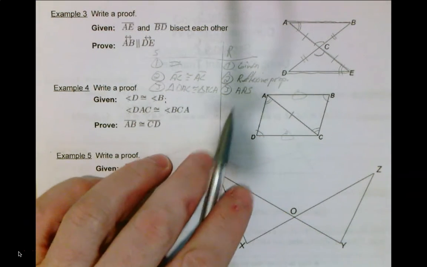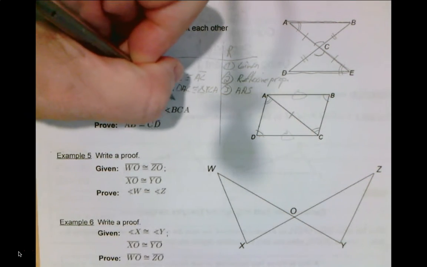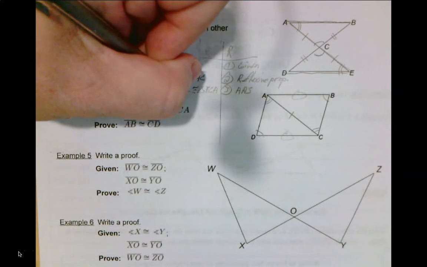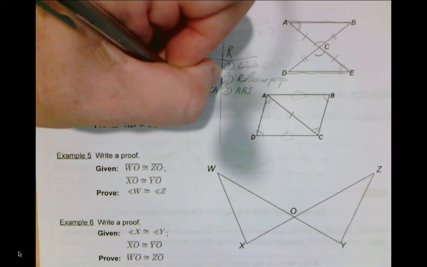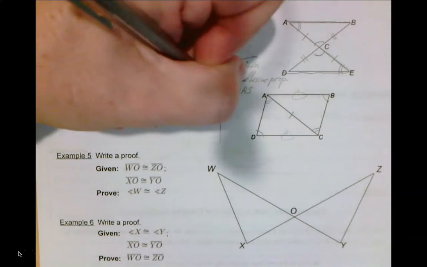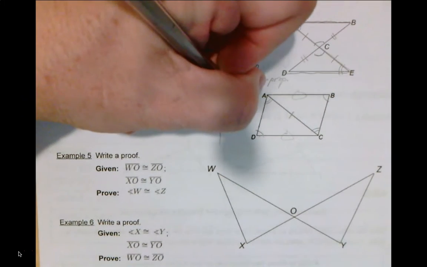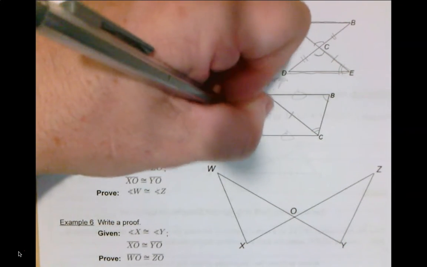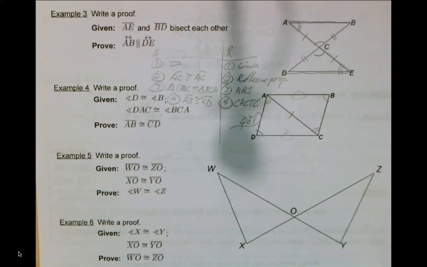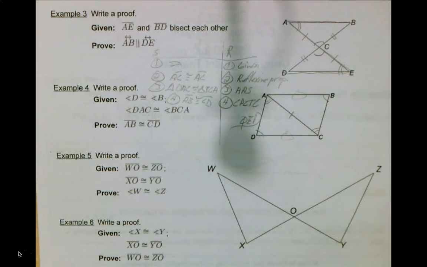Once we had the two triangles congruent, then we had enough information to prove what we were trying to prove all along. Statement 4, segment AB is congruent to segment CD. And our reason, corresponding parts of congruent triangles are congruent. CPCTC. QED.